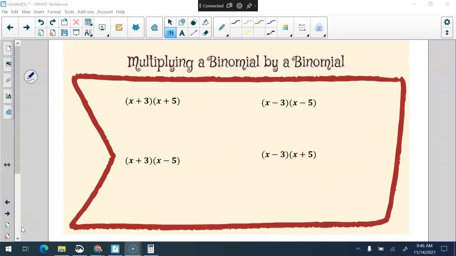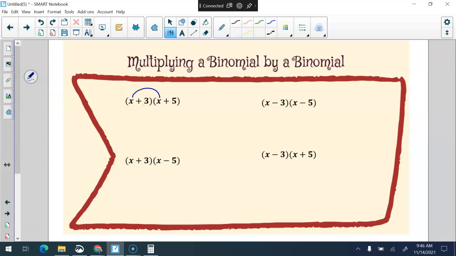Now we will multiply 4 different types of a binomial by a binomial that look the same, except the signs might be different in each example. I will use FOIL on some to show the distributive property, and then I will use the box method for some to show that distributive property. For the first one, let's use FOIL.